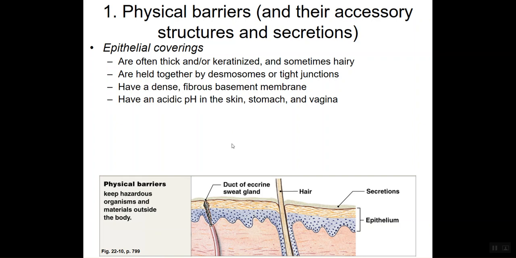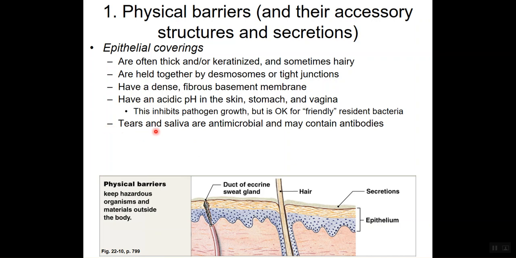Many of your epithelial tissues will produce acid as part of their metabolism. For example, we have an acidic pH on our skin, a very acidic pH in our stomach. We talked last quarter in the reproductive systems about the acidic environment of the vagina, and all of these can make the environment inhospitable to many pathogens that would want to infect you.